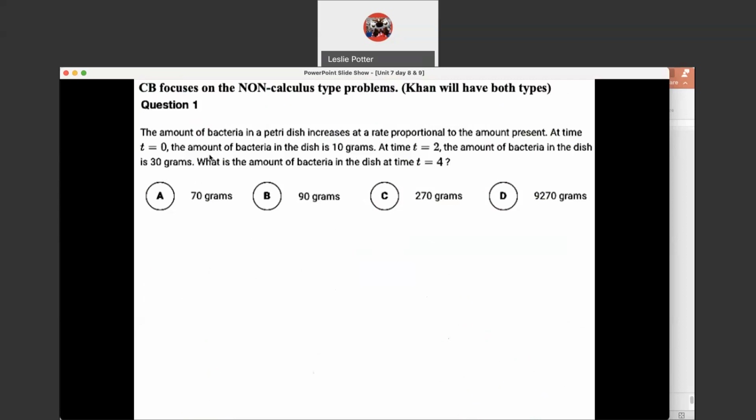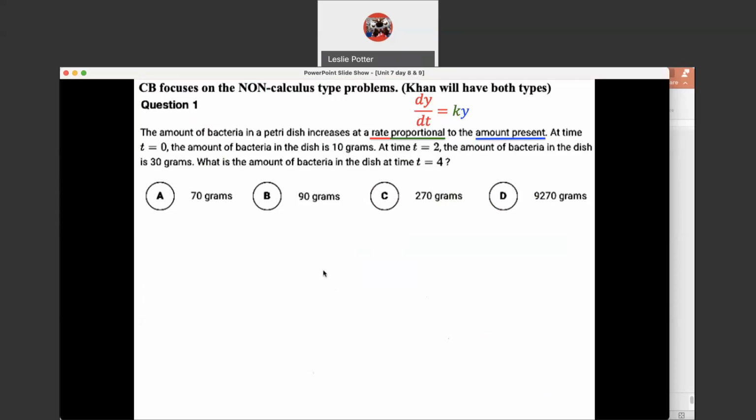So we have to recognize this as a differential equation that we don't need calculus for. Let's look at the indicators here. We see the words rate and proportional to the amount present. This whole phrase, rate proportional to the amount present, should be screaming this: rate dy/dt, proportional k, amount present y.